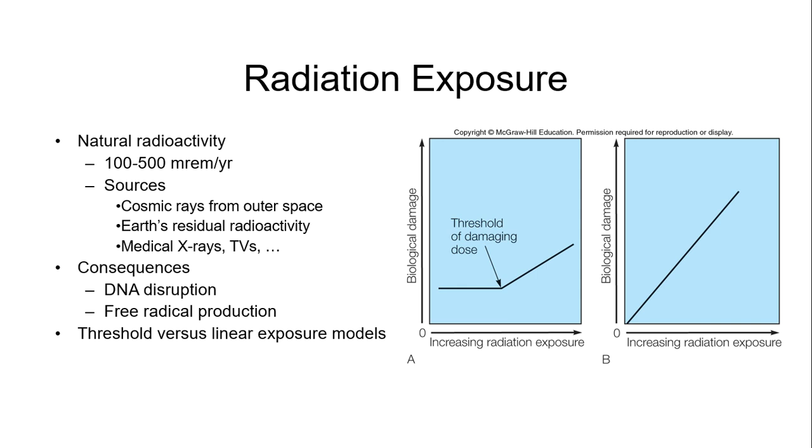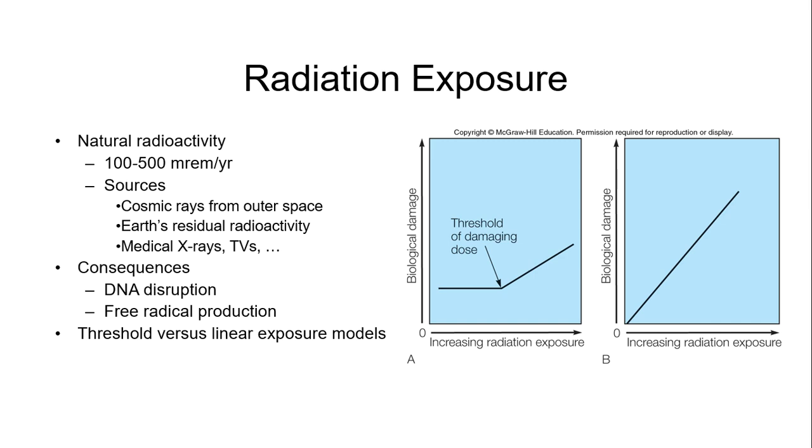Not to mention other sources that we expose ourselves to: medical x-rays, television, and so on. They all expose us to radiation. As long as we're in this range, the 100 to 500, we are safe. There aren't really any prolonged disruptions to the human body. If you get more than that, you may see consequences such as DNA disruption or free radical production, which is spontaneous breakdown of cells and organisms, and can lead to things such as cancer.